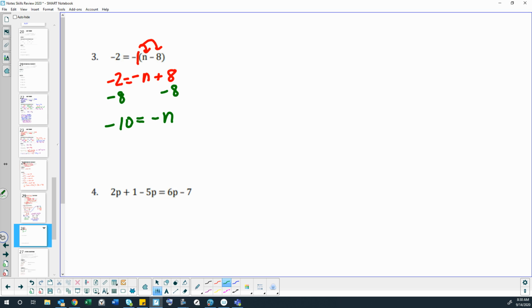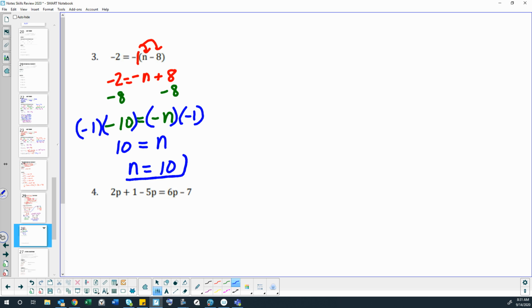So now we need to get rid of the negative coefficient on n. To do that, we can just multiply both sides by -1, or divide both sides by -1. It has exactly the same effect either way. So -1 times -10 turns that into +10, and -1 times -n turns that into +n. And then I just like having it on the left, so I'm rewriting it. n equals 10.